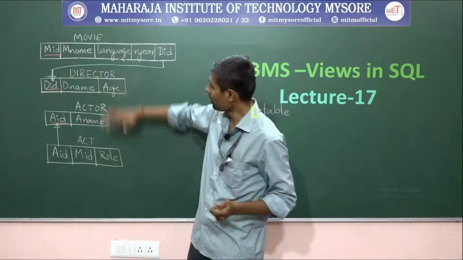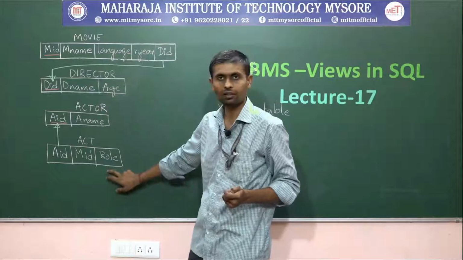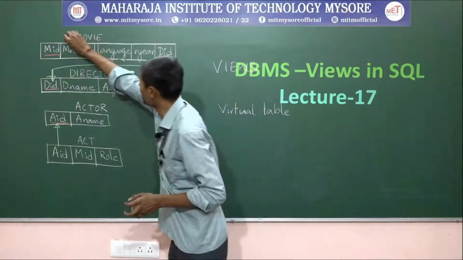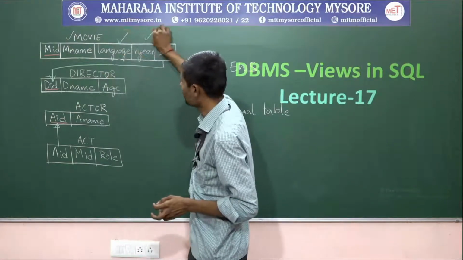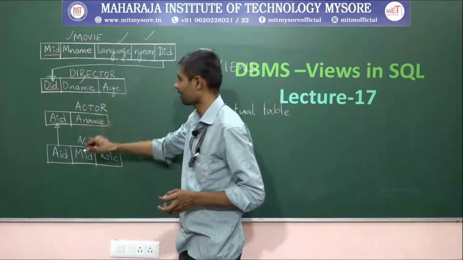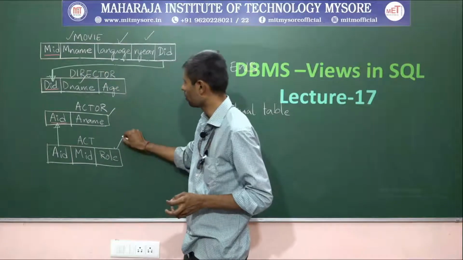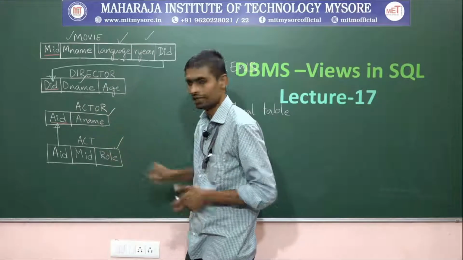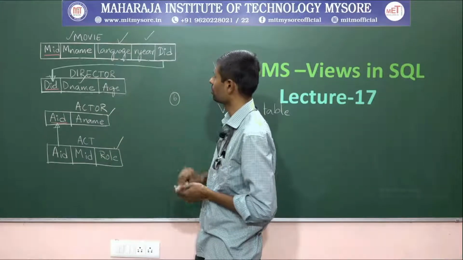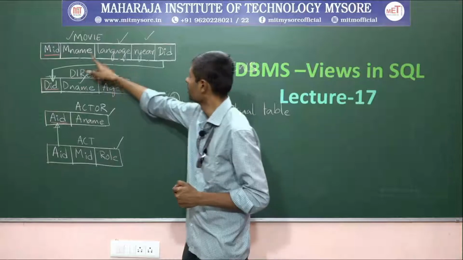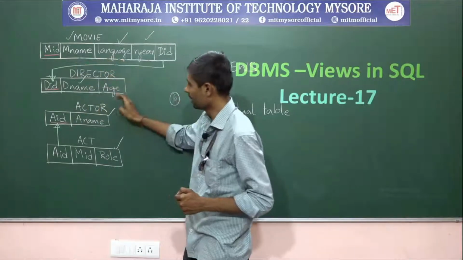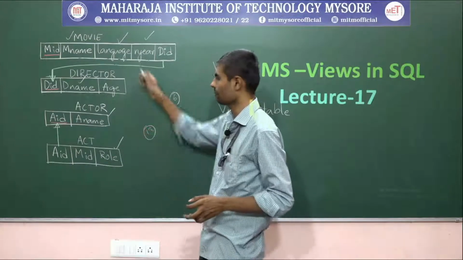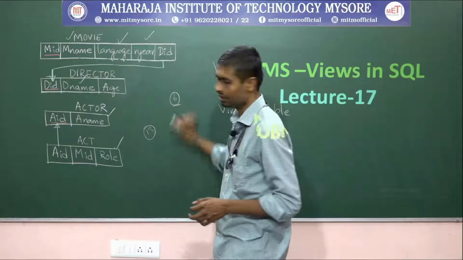That means to solve this query, I definitely need to connect all 4 tables, but I am interested in only the name, language, release year, director name, then actor name, then role. So 1, 2, 3, 4, 5 and 6. I am interested in only 6 attributes. In total, how many attributes am I having? 3 plus 2, 5 plus 3, 8, 8 plus 2, 10, 10 plus 3, 13. Out of these 13 attributes from the 4 tables, I am interested in only 6 attributes.